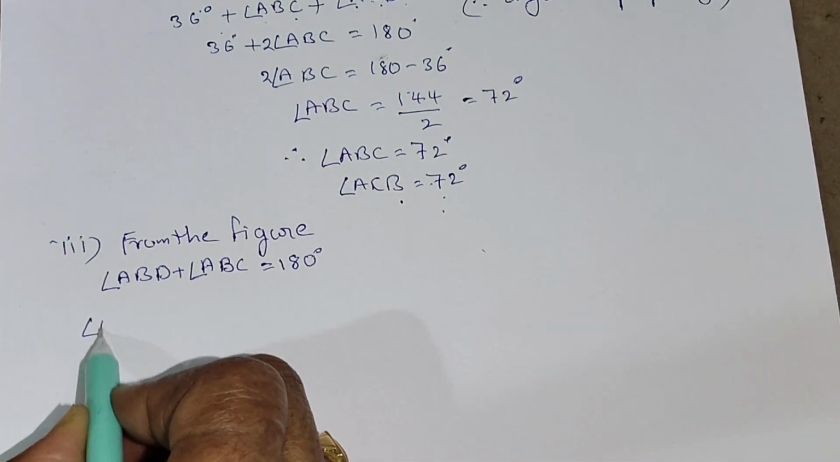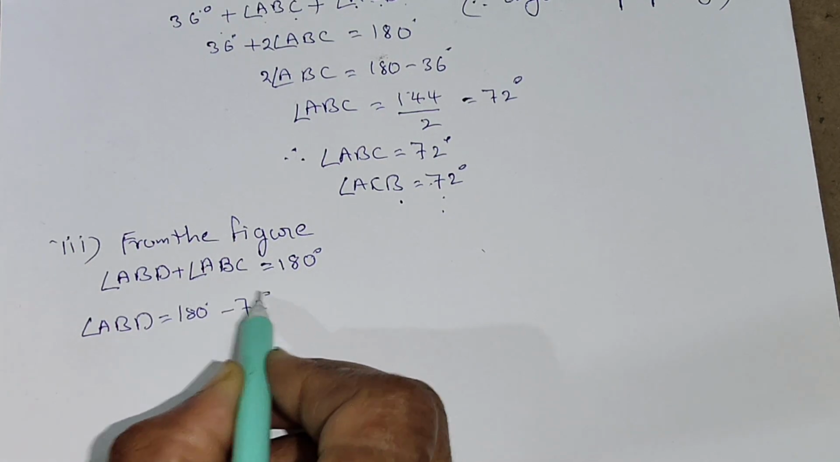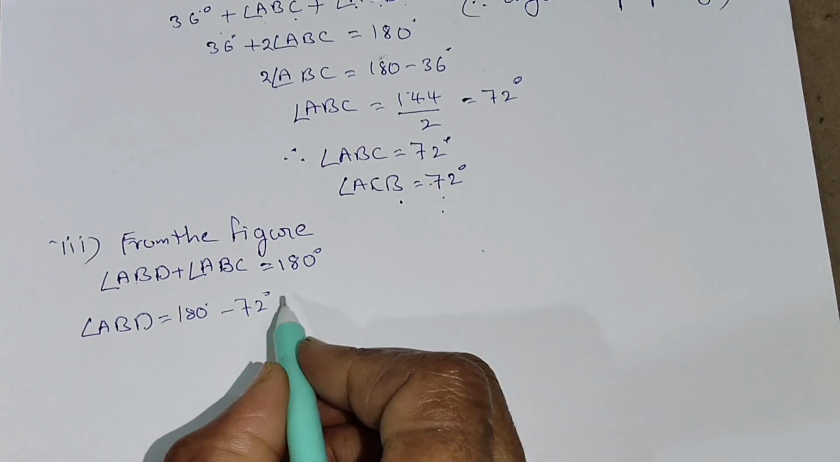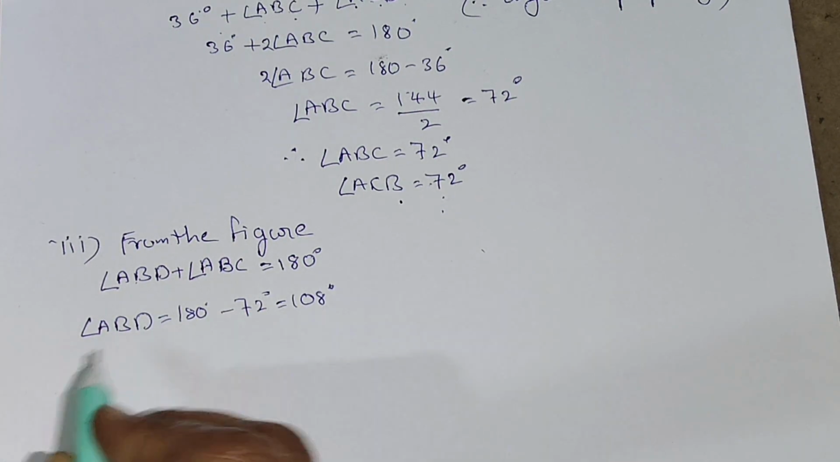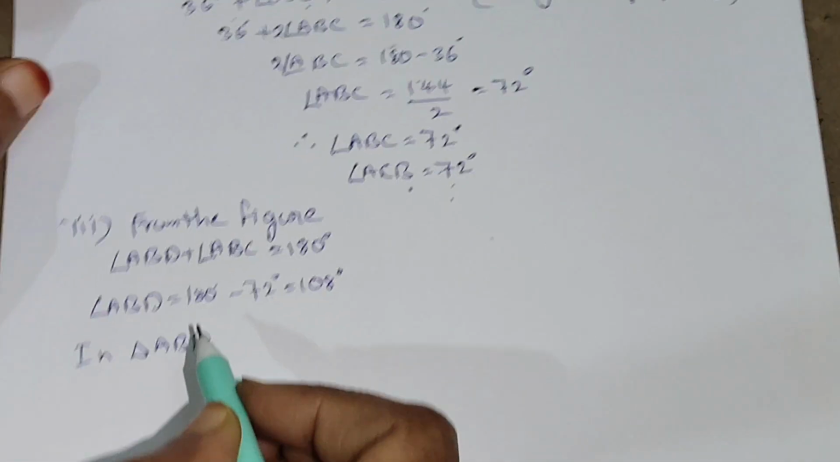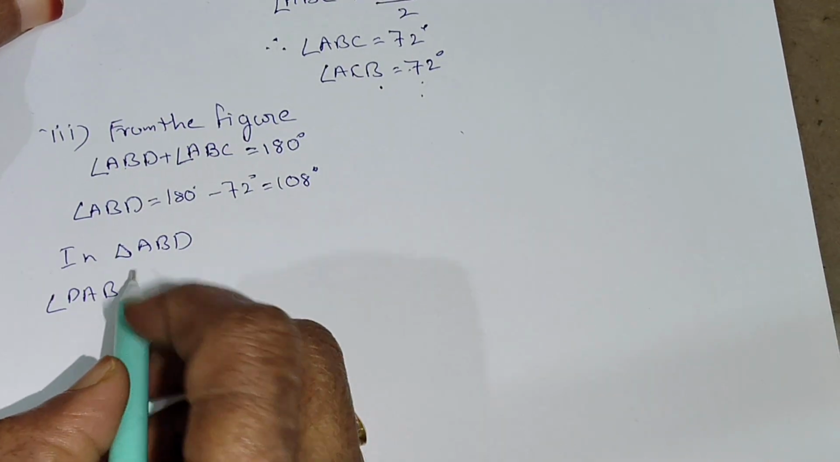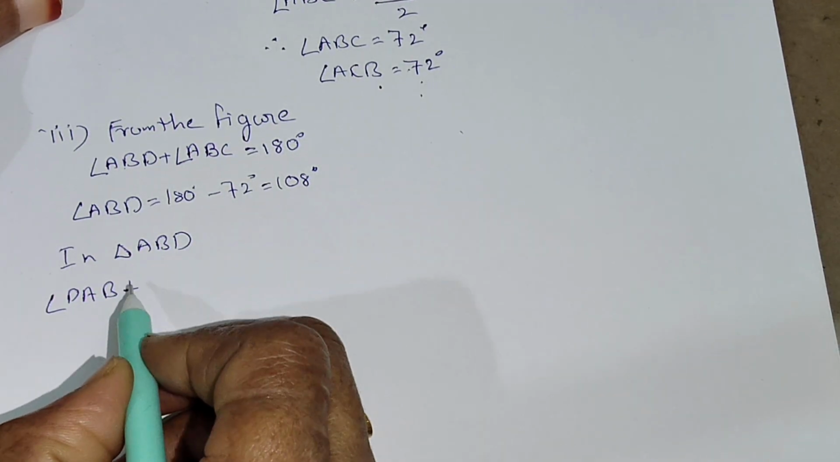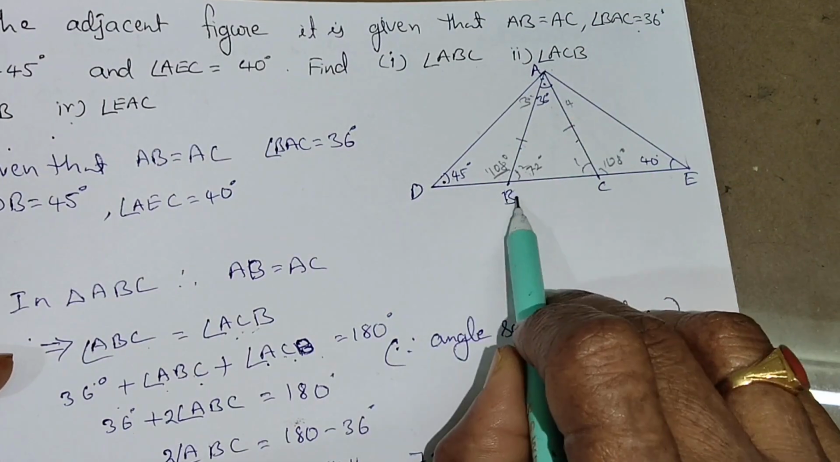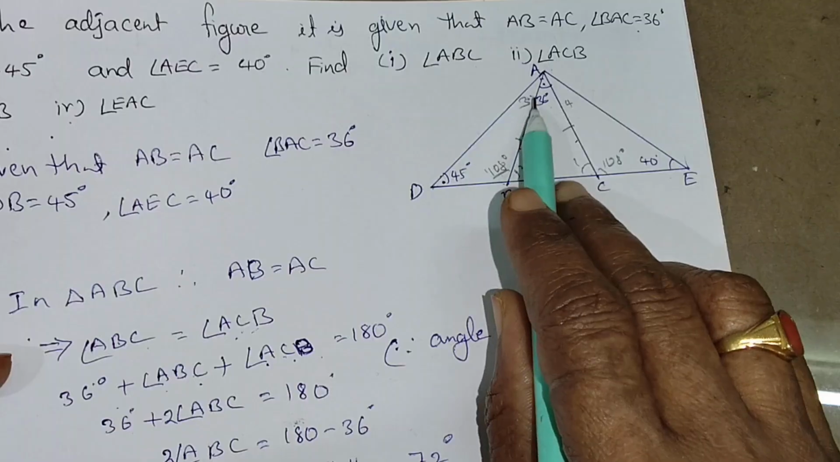So here angle ABD is equal to 180 minus 72. This one is the 72. 180 minus 72 is equal to 108 degrees. In triangle ABD, we have three angles. Here we know the two angles. Now we find the third one.